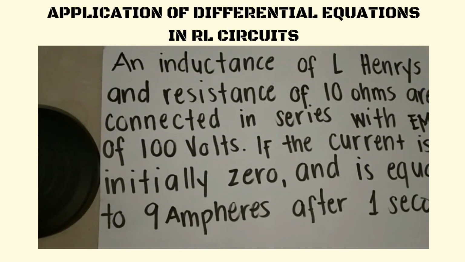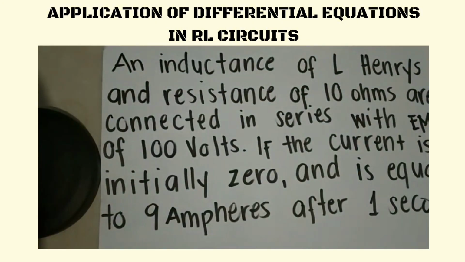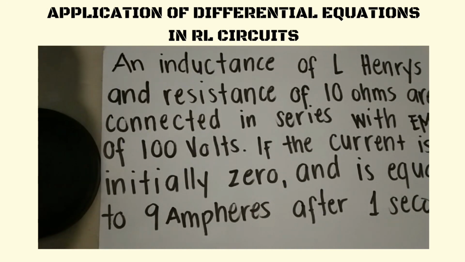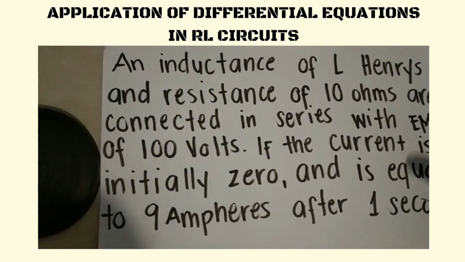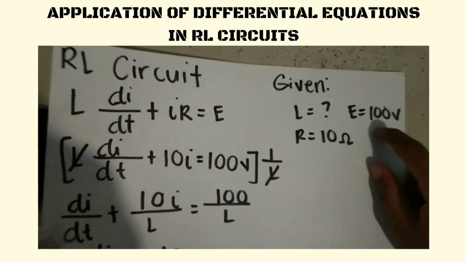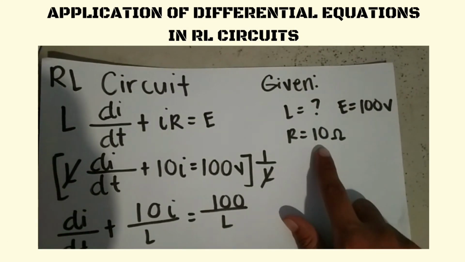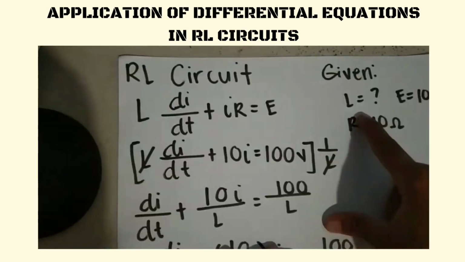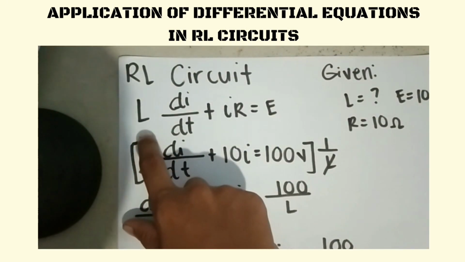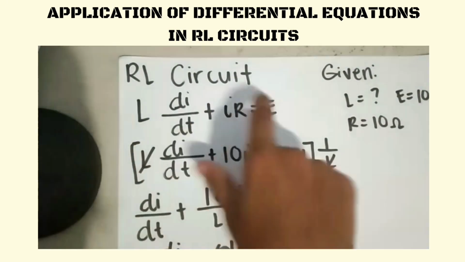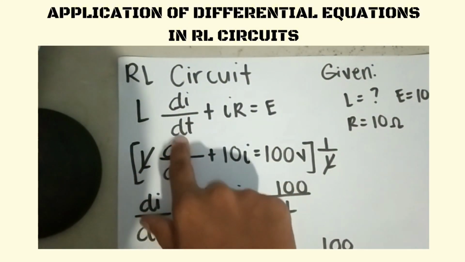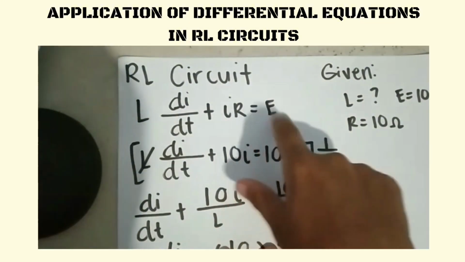RL circuit. Then we have a problem: an inductance of L henry and a resistance of 10 ohms are connected in series with an EMF of 100 volts. If the current is initially 0 and is equal to 9 amperes after 1 second. So the given is E equals 100 volts, R equals 10 ohms. We look for L. The equation is L di over dt plus IR is equal to E.